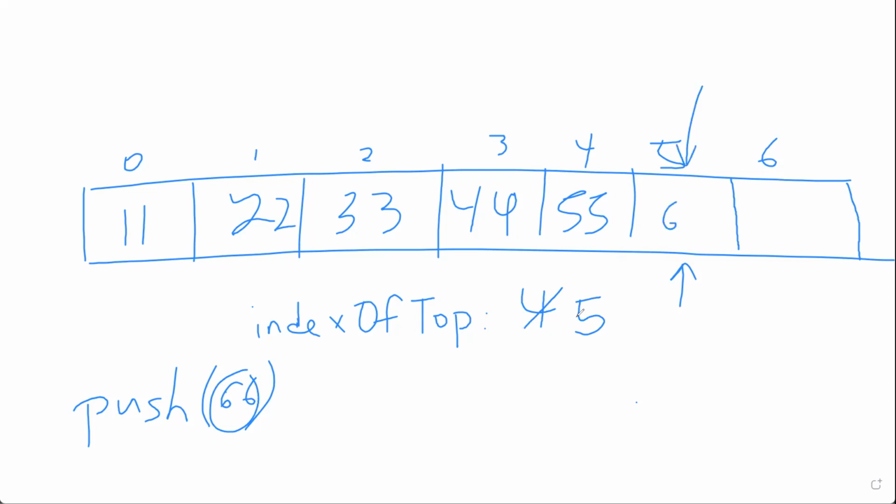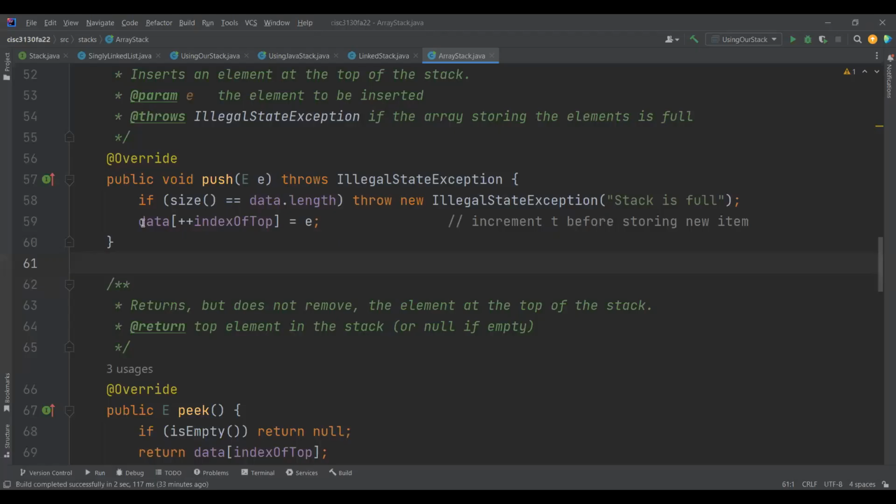So put here 66. So how can we implement this in Java code? We can actually do this all in a single line. You can say data at index plus plus index of top is assigned E. Now, if you recall, here we're using the prefix increment operator. So when you put the plus plus at the beginning instead of at the end, it's called a prefix increment.